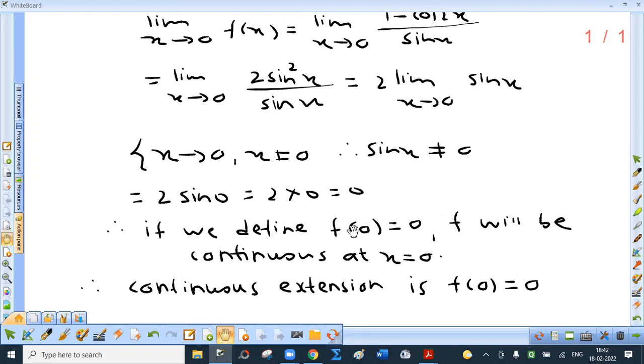And therefore, if we define f(x) as f(x) = (1 − cos 2x)/sin x, x not equal to 0, and f(x) = 0 for x = 0, then this function is continuous at x = 0.